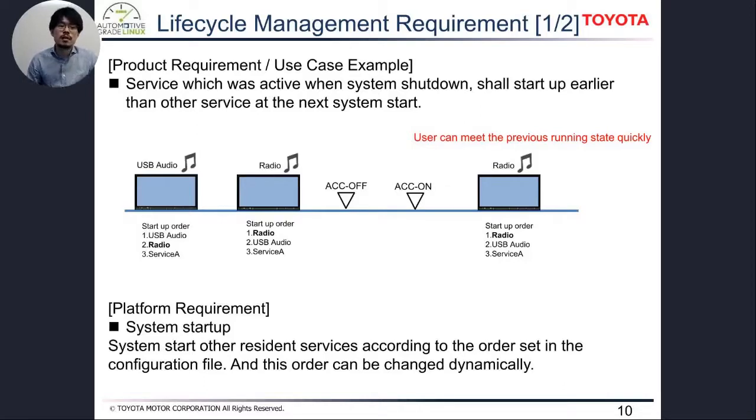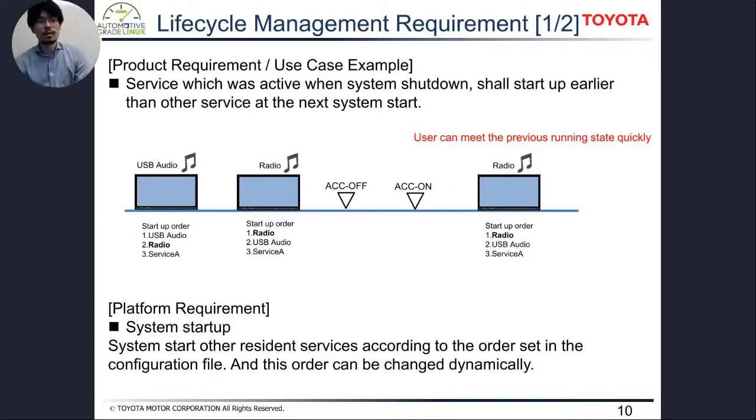Second topic is lifecycle management. A use case related to this module is managing application starting order. The requirement is, for example, the service which was active when the system shut down shall start up earlier than other services at the next system start. For example, if the radio was running when the driver got out of the car yesterday, the driver can start listening to the radio again quickly today when getting in the car.